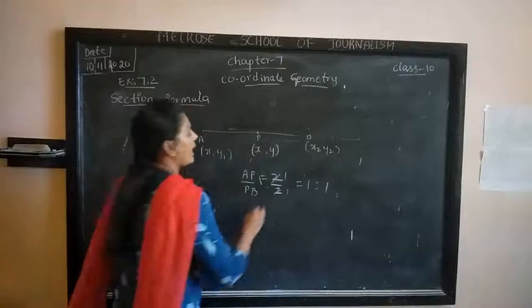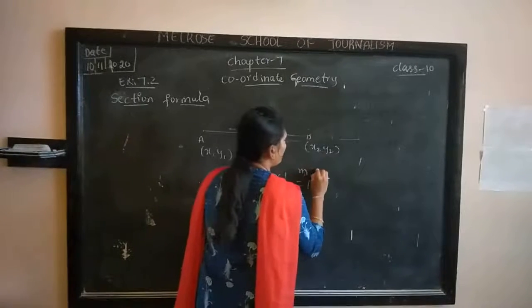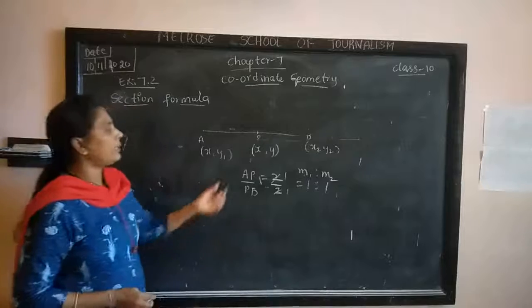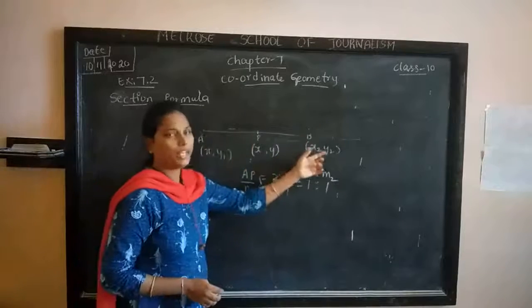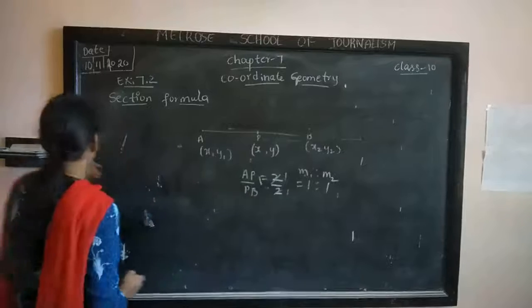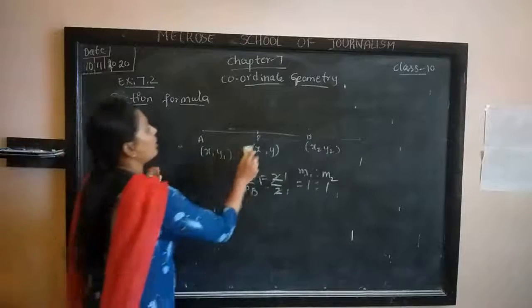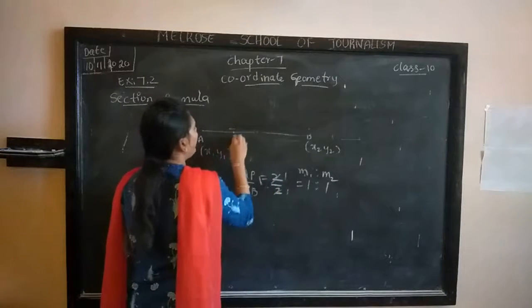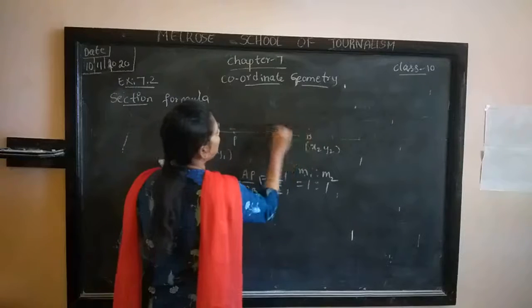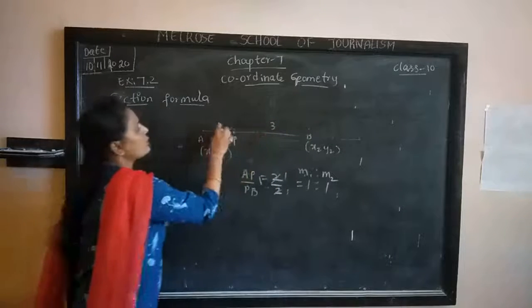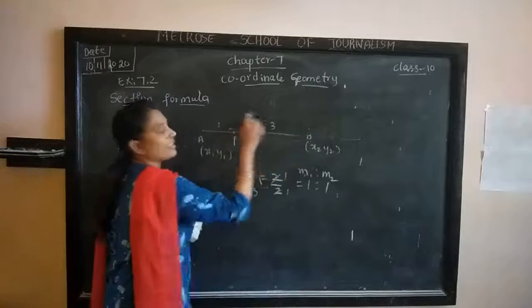We are taking it as M1 is to M2. The ratio in which P divides the line AB is taken as M1 is to M2. Suppose P is placed here. From A to P it is 1, and from P to B it is 3, because the total is 4. If AP is 1, obviously PB is 3.